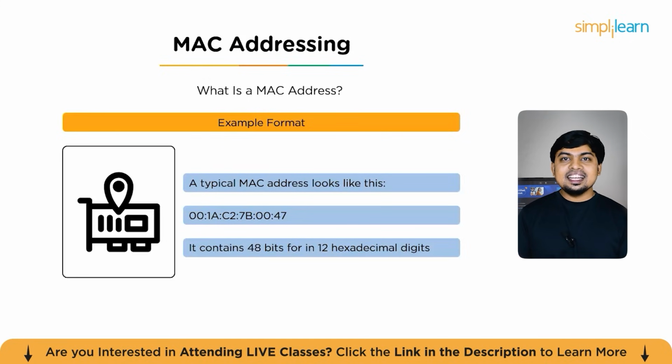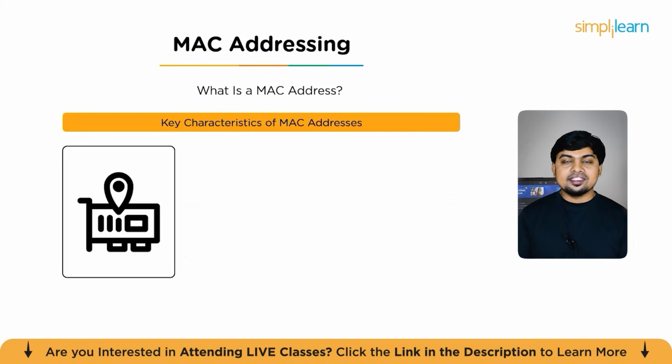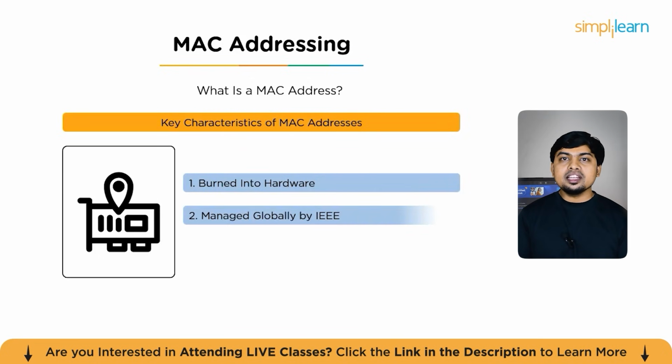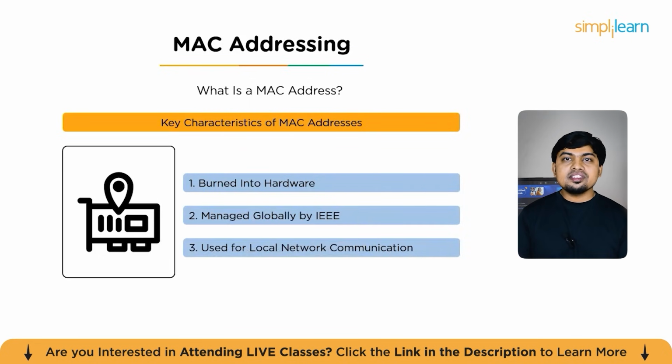00:1A:C:7B:00:47. So basically, it contains 48 bits represented in 12 hexadecimal digits, usually grouped in pairs separated by colons. Now let's dive into the key characteristics of MAC addresses. First one, it's burnt into hardware. MAC addresses are literally etched into the network interface during manufacturing. This makes them stable and consistent. Even if you reinstall your operating system or change your network settings, they will not be changed.